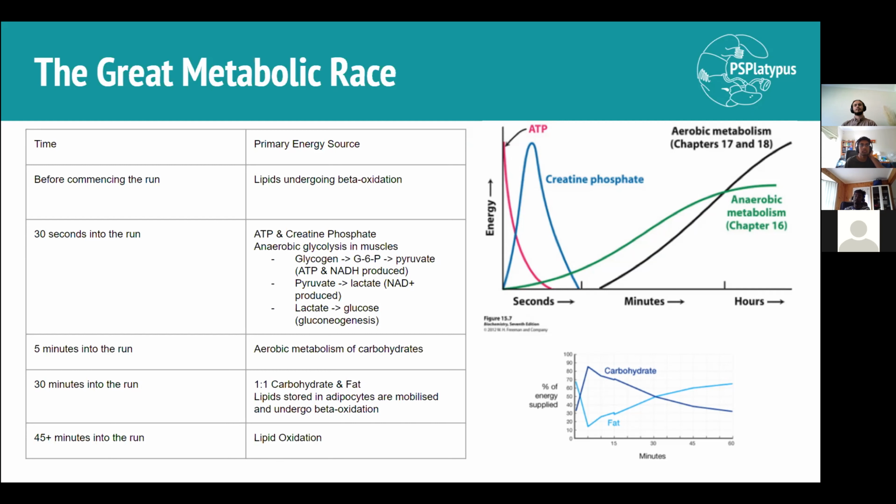So what we have is a loop. Pyruvate is being formed from glycogen, producing NADH, and our pyruvate is going to form lactate, which is going to produce NAD+.